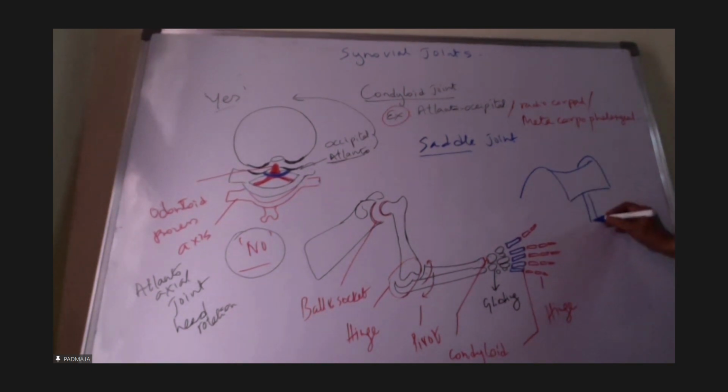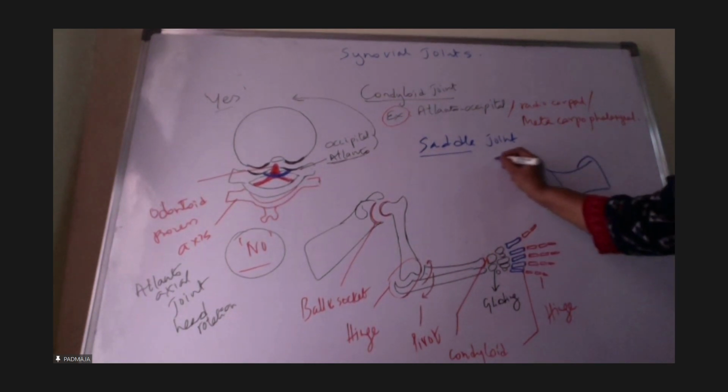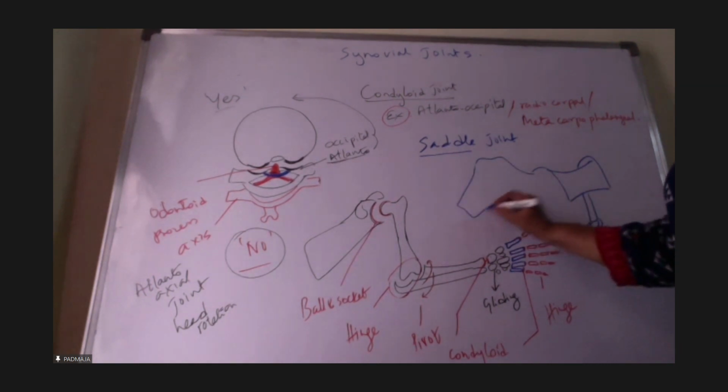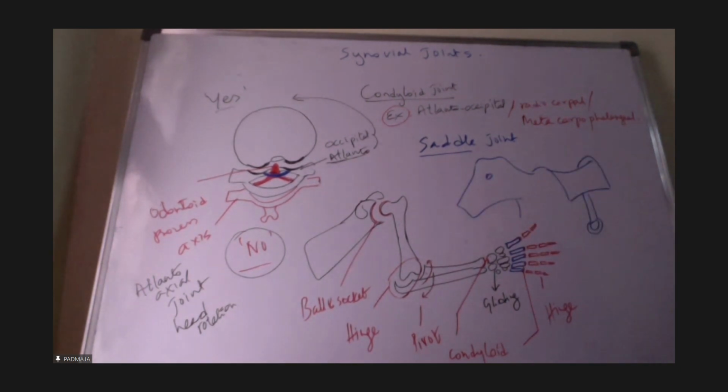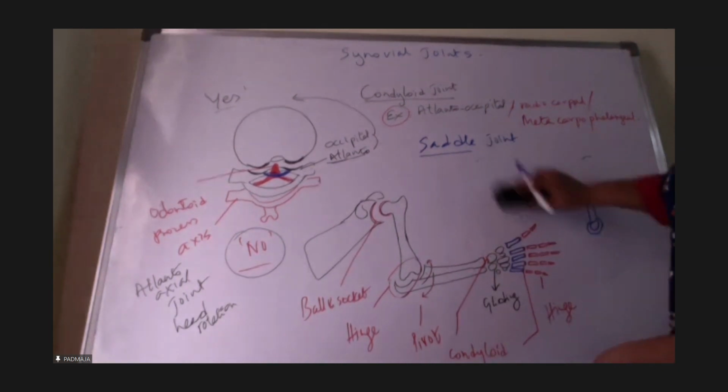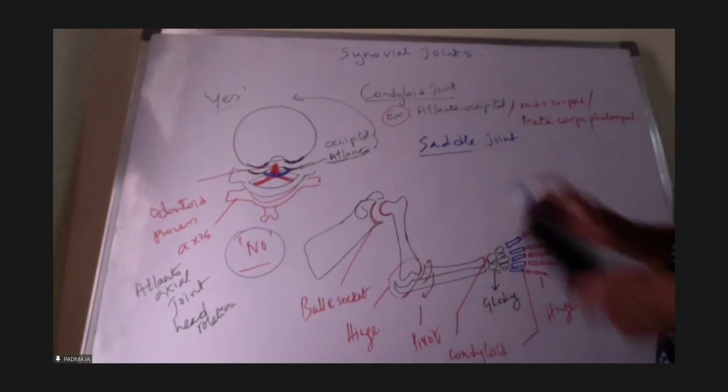Here, to rest, the rider puts their legs here. You can imagine a horse here, like this. You put this on the back. This part is called saddle. So that bone arrangement is like that. So it is named as saddle joint.